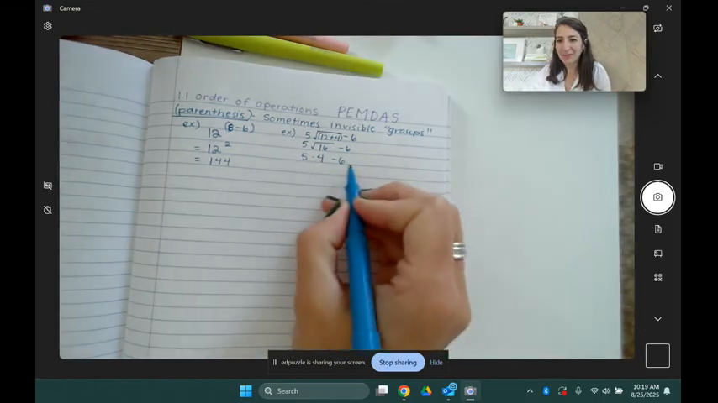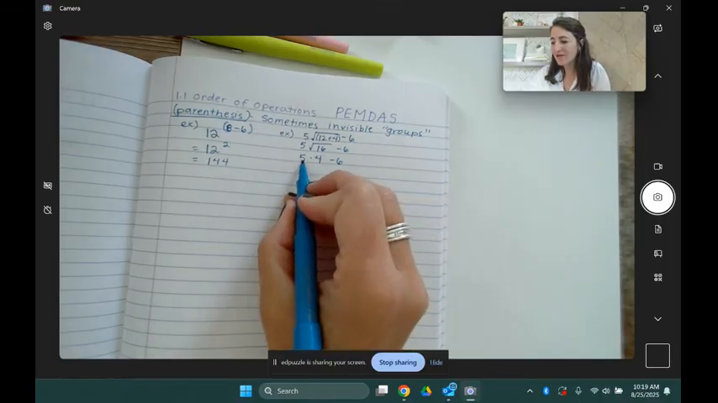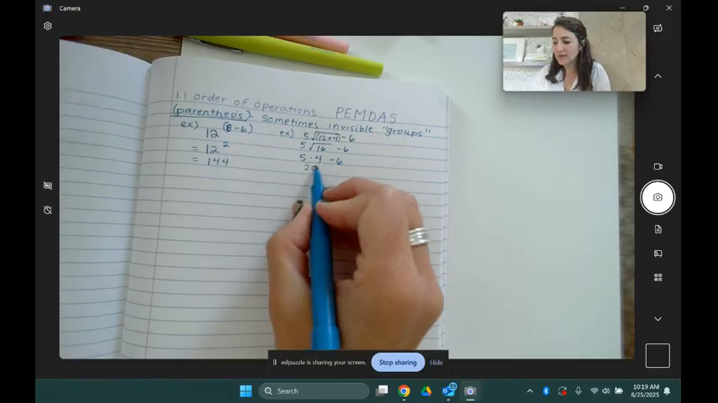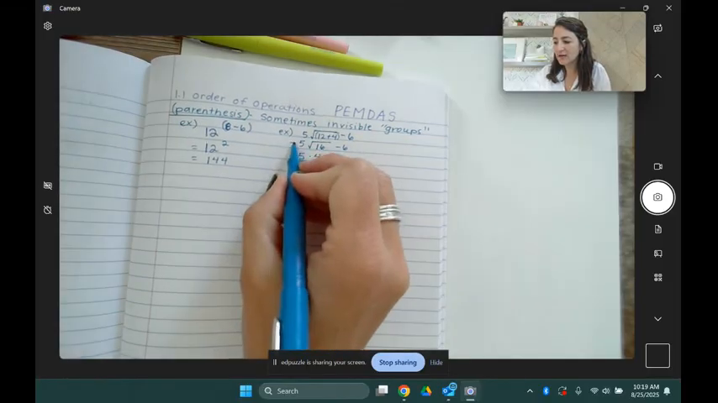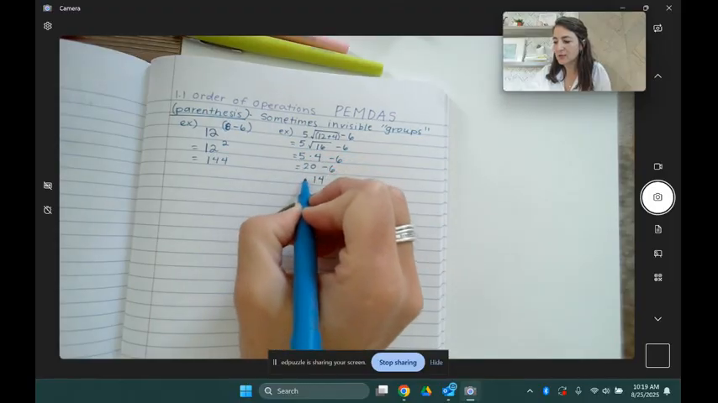And now I'm just going to kind of go right to left here. We'll talk more about these later. 5 times 4 is 20. Minus 6 is 14. I add some equal signs.